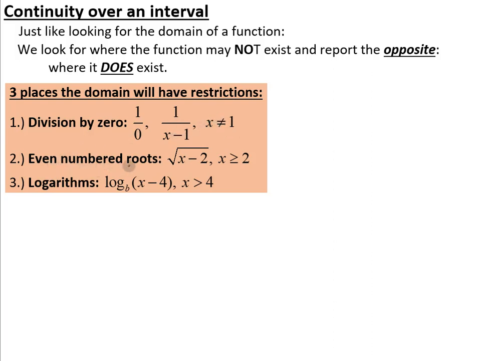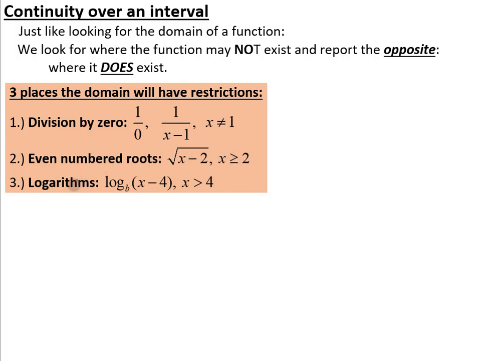2, any even numbered root, like square roots or fourth roots. Odd roots are actually okay. There's no restrictions on cube roots and fifth roots, but even numbered roots, let's say if I had the square root of x minus 2, remember that the inside here has to stay greater than or equal to 0, or we get imaginaries. So if you set x minus 2 greater than or equal to 0 and solved, we'd figure out our domain is that we have to stay greater than or equal to 2.